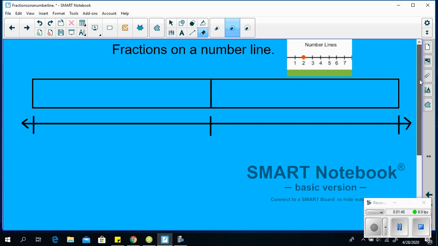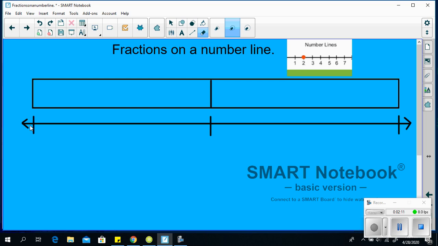Now I can apply that same knowledge when I'm thinking of number lines. This is a number line that I have here. Now we use number lines all the time for whole numbers, but today we are going to use them for fraction numbers. In between each of these whole numbers, there are smaller numbers that come in between them called fractions.